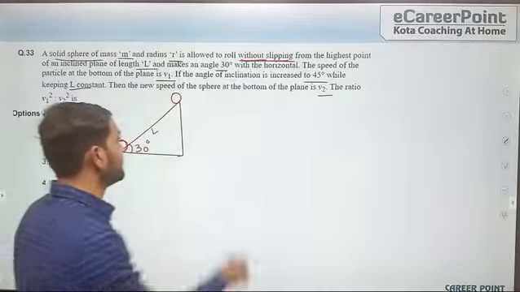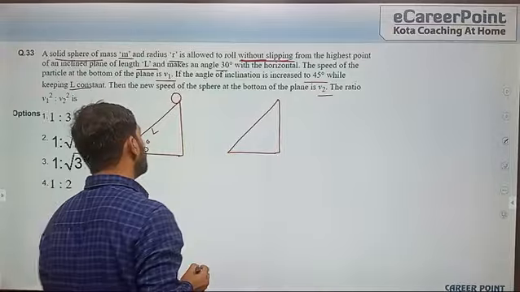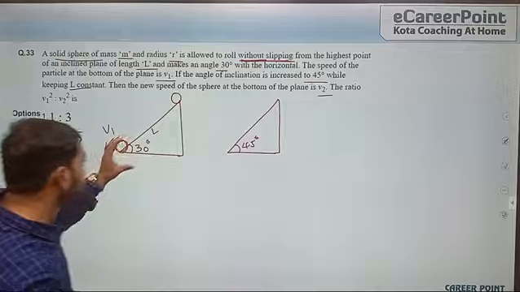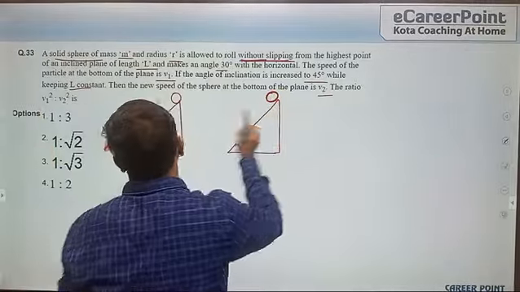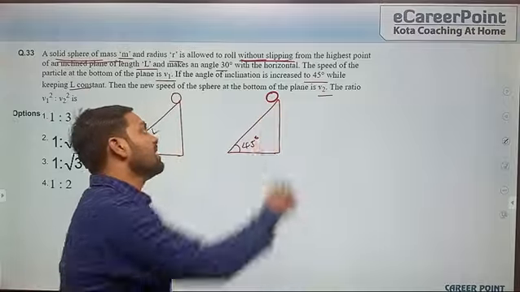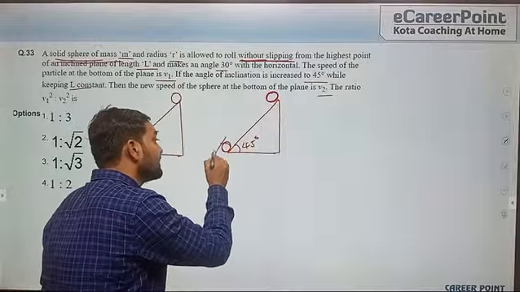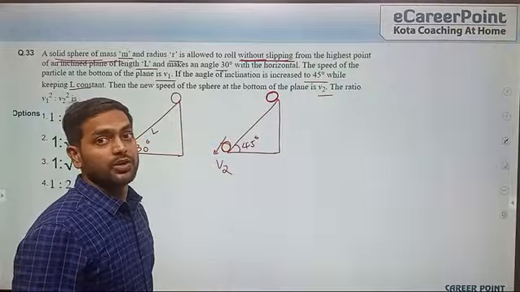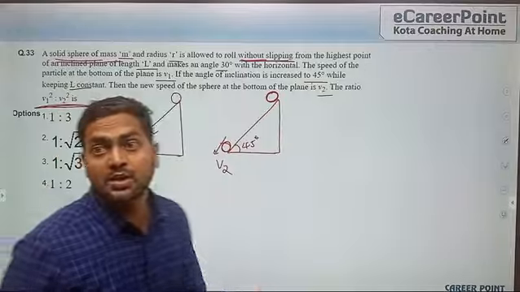Next, here the angle is 45 degrees. So the angle is increased here. Given they used the same solid sphere and released it, it undergoes pure rolling and comes down to here, making the velocity v2. So we need to find the ratio of v1 square and v2 square.